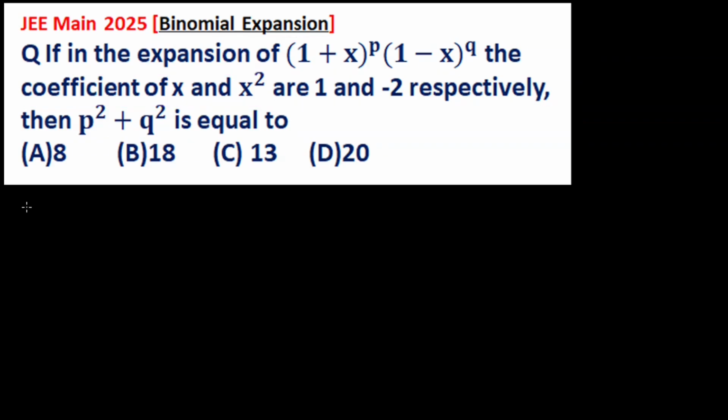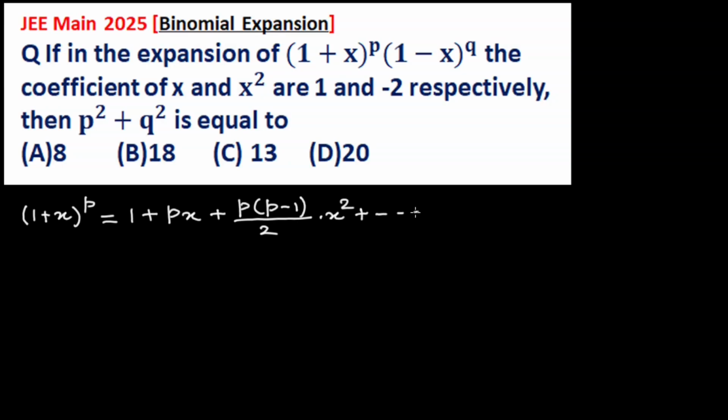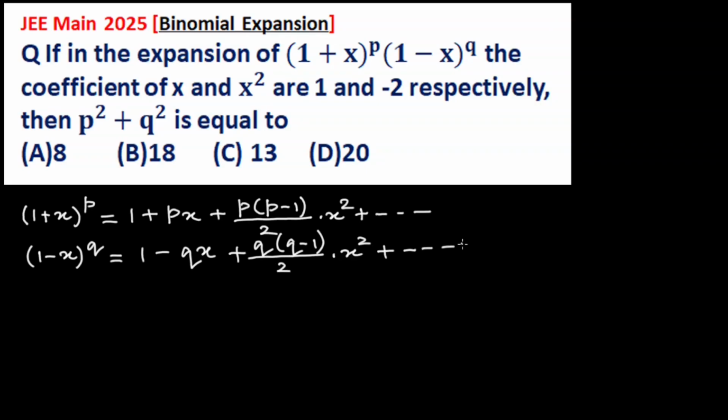square. So (1 plus x)^p will be 1 plus px plus p into (p minus 1) upon 2 factorial, that is 2, x square, plus so and so forth. (1 minus x)^q is 1 minus qx plus q into (q minus 1) upon 2 factorial, that is 2, x square, plus so and so forth.